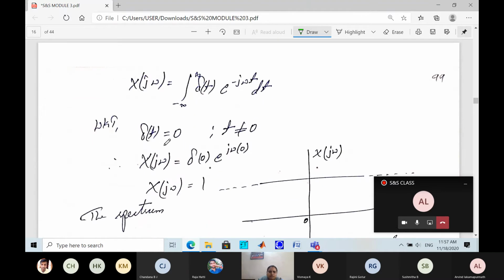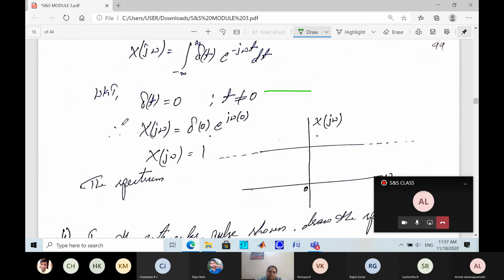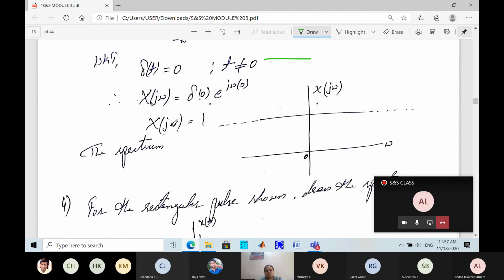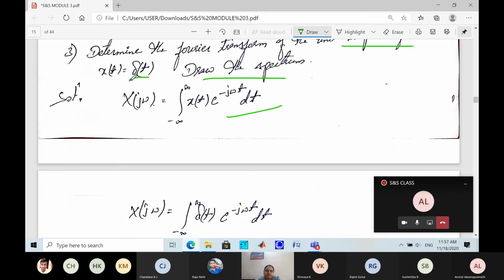Then we know that delta t is going to be 0 when t is not equal to 0. This condition we know. Based on that, X of j omega is going to be present only at the 0th value, so t will be 0 only. Wherever t is there, you have to take it as 0. e raised to j omega 0 you will get as 1. Therefore, for whatever value we substitute for omega, from 0 to infinity or 0 to minus infinity, it is always 1. You have to remember this. For delta of t, the Fourier transform is 1.